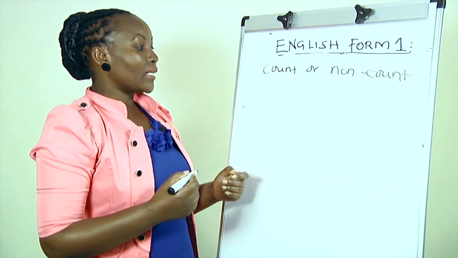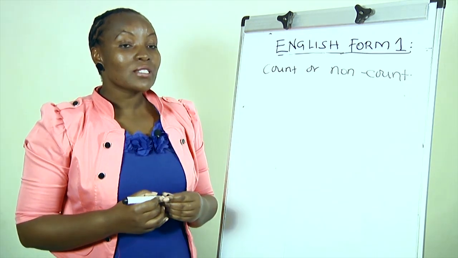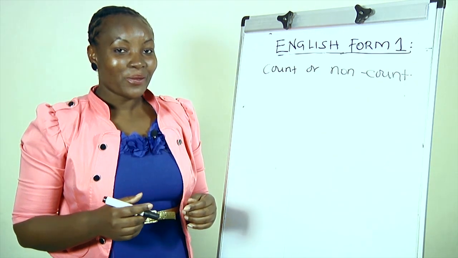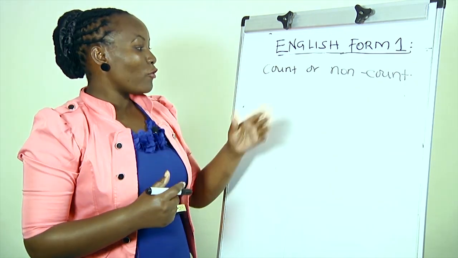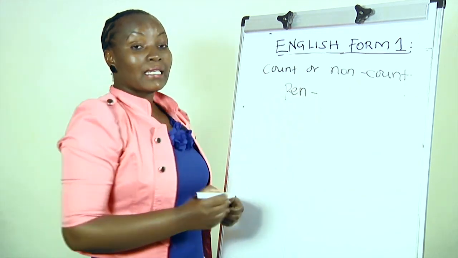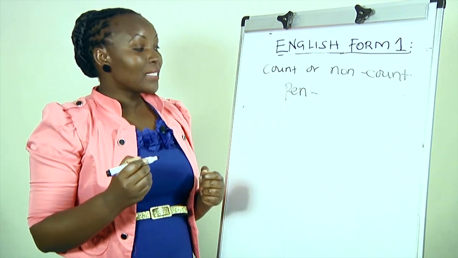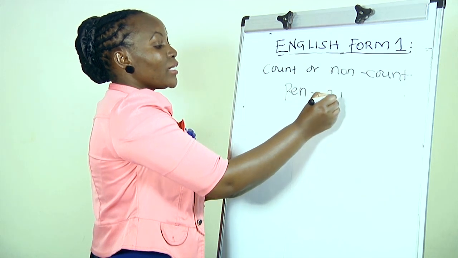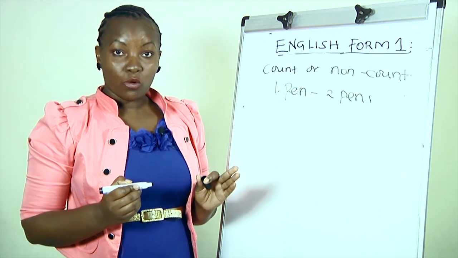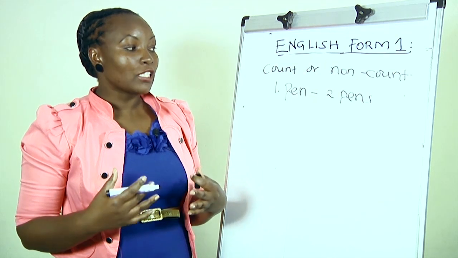You can say one, you can say two, but the other nouns that we call non-count, you cannot use numbers to talk about them. A very good example of a count noun is maybe pen. You can say, give me one pen, or you can say, give me 2 pens. So this one is countable. It is something we can use numbers to count.